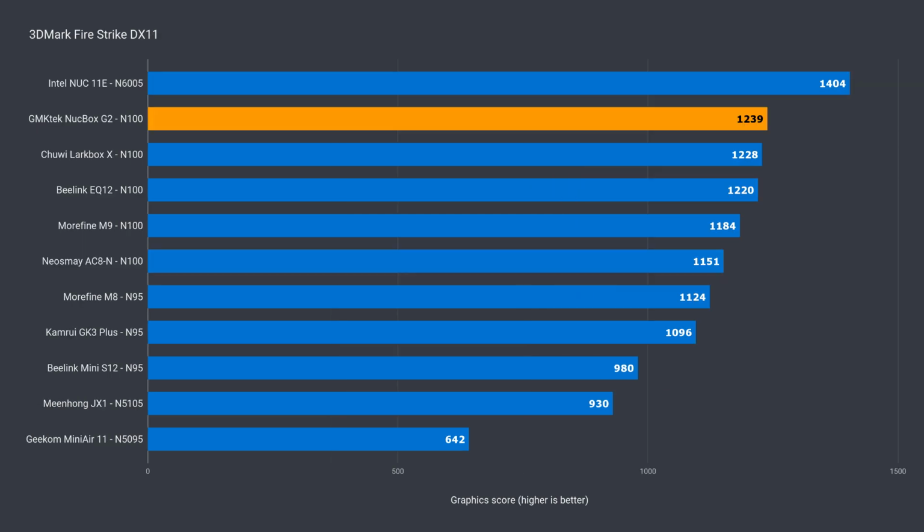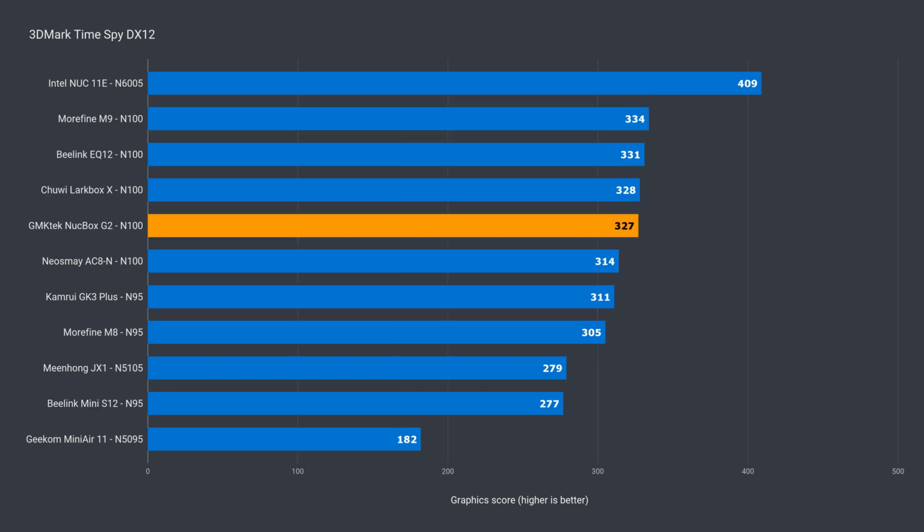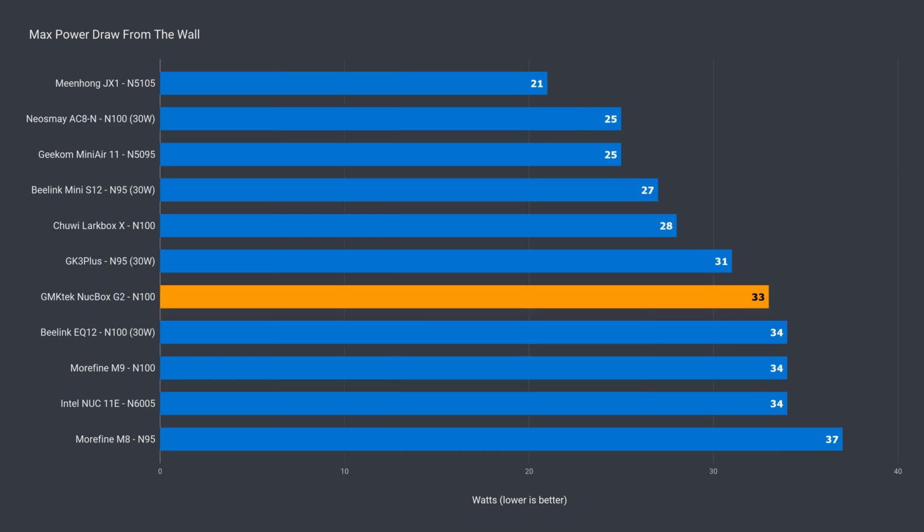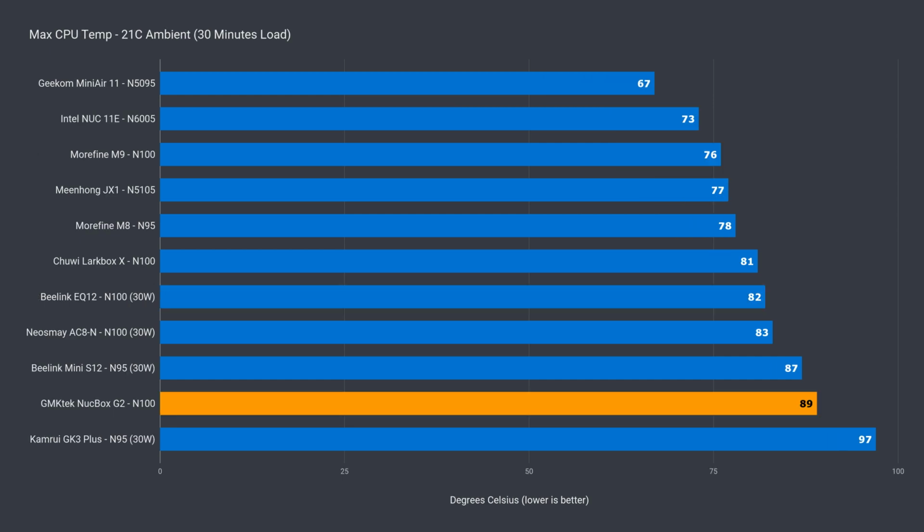For the graphics benchmarks, the NucBox G2 had the highest DX11 score out of the N100s, and in DX12, very close to the others. Idle power draw of 9 watts is as expected. Max power draw was fairly high considering the lower multi-core CPU performance. A smaller mini means less space for a heatsink and fan, and the G2 had a higher temp under load but just managed to keep under 90C.